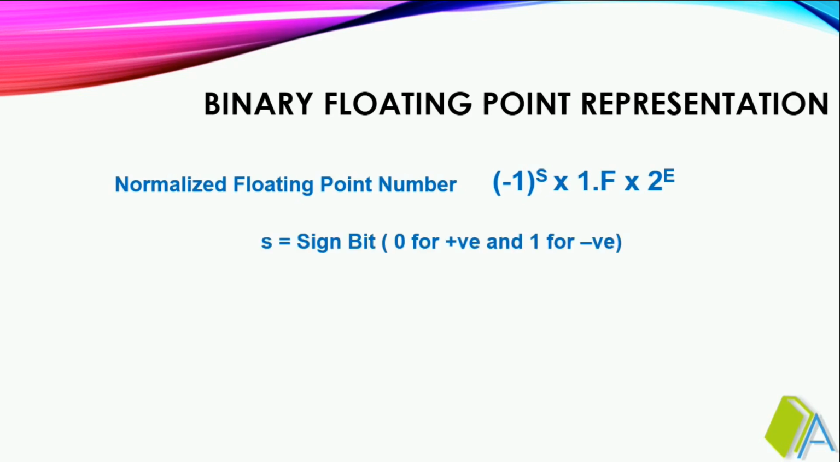S is the sign bit. The sign bit is 0 for a positive number and 1 for a negative number. F is the fraction or mantissa, which comes after the decimal point. E is the exponent.